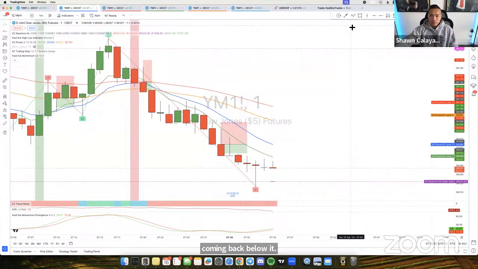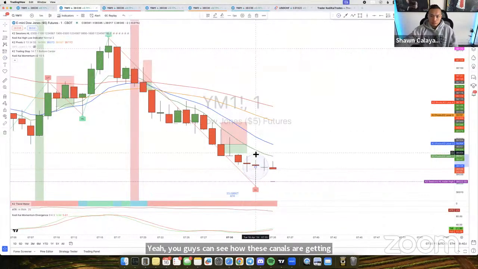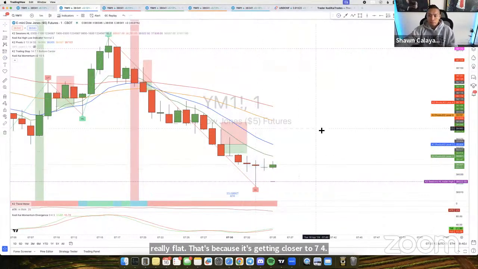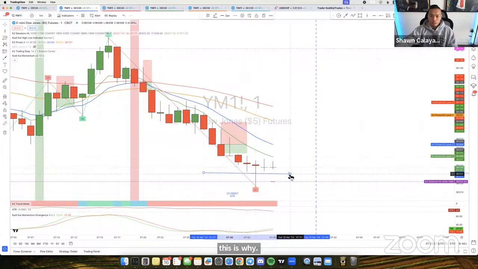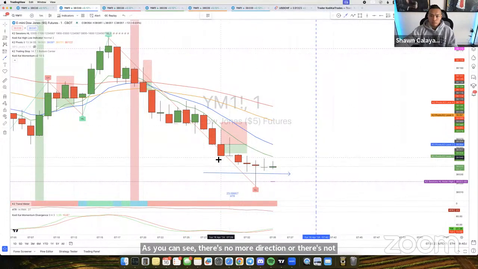Yeah, you guys can see how these candles are getting really flat. That's because it's getting closer to 740. That's why I stopped trading at 740. So timestamp right here, 740. This is usually where I stop trading, and this is why. As you can see, there's no more direction, there's just no more movement.